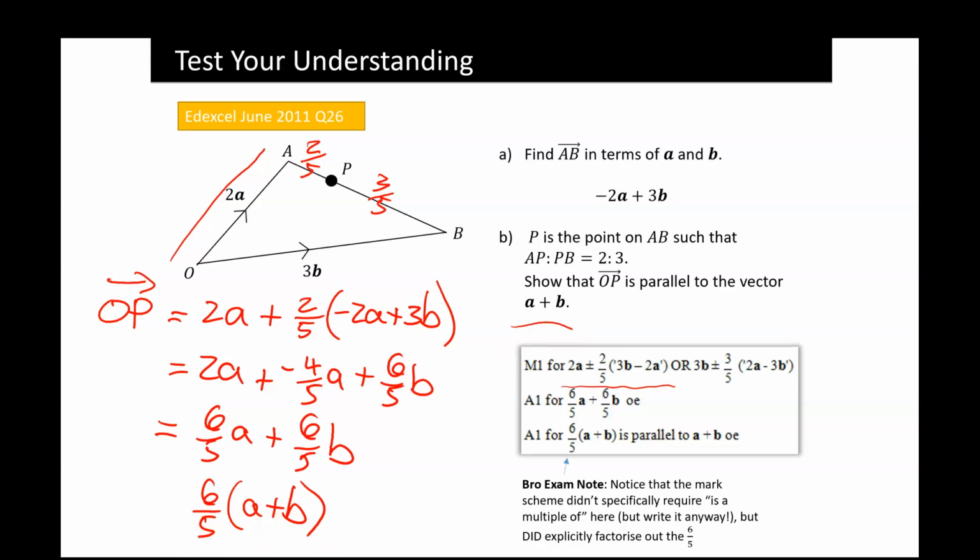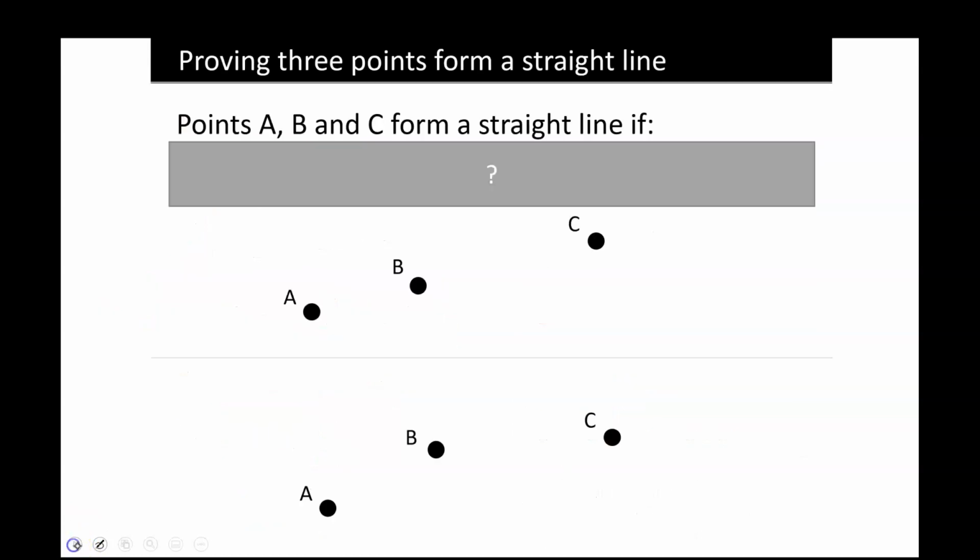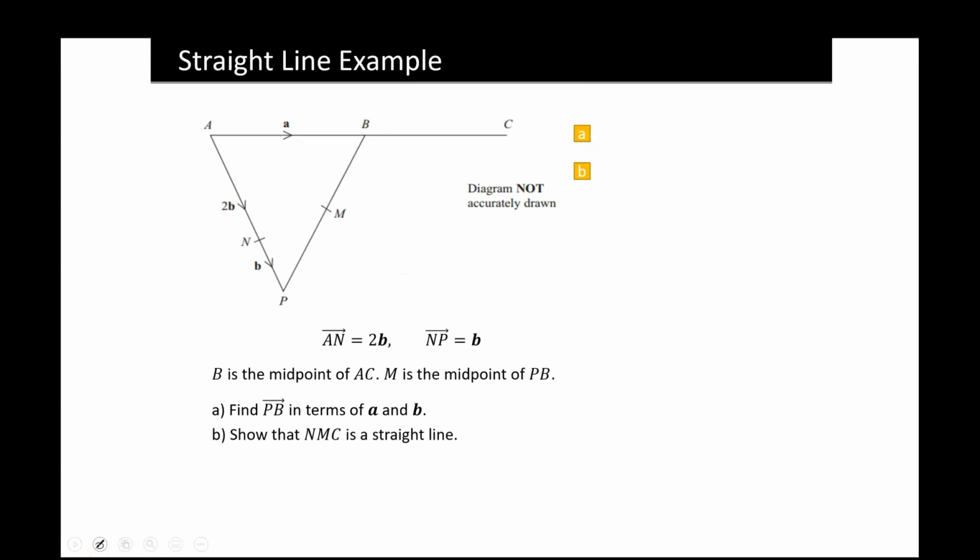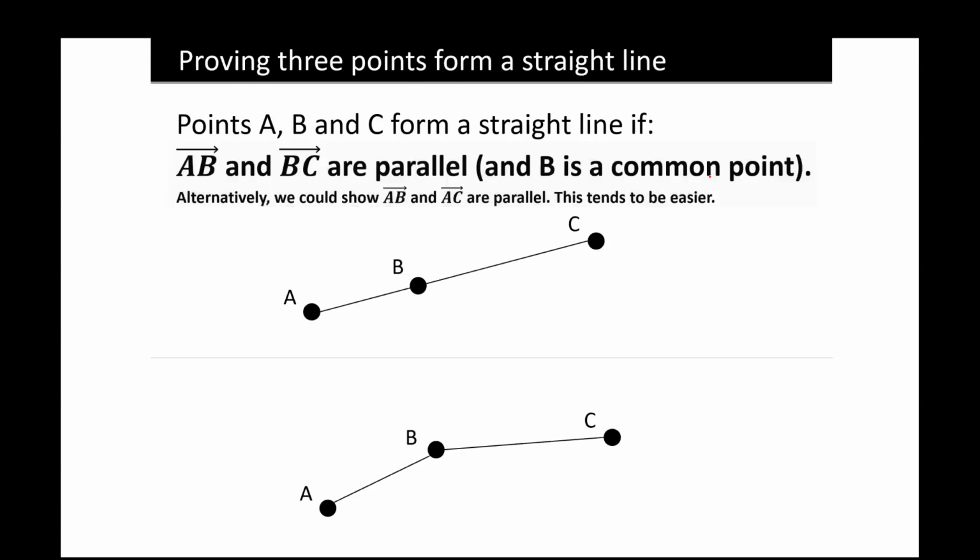Okay, so that's parallel. One other thing you need to be able to do with your proof is show that they are on a straight line, or collinear is the correct mathematical term. So, our 3 points, we know they're on a straight line, so if A to B and A to C are parallel, they must be on a straight line because they're going through the same point and they're parallel.